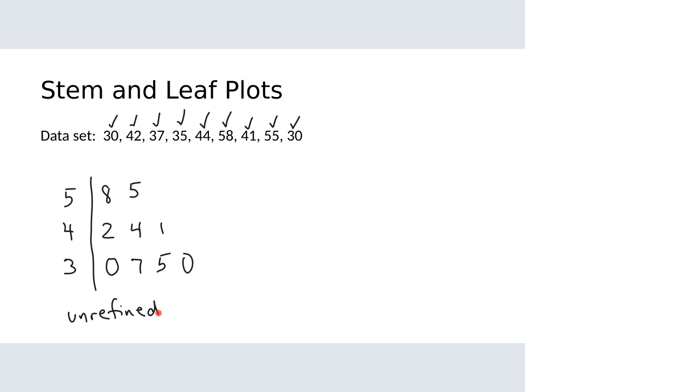What we want to do is go ahead and clean that up. We know it can be valuable to make a data set go from least to greatest. So I'm going to refine this stem and leaf plot. I'm going to rewrite it so that within each one of these leaves, they go from least to greatest. And so I'm still going to have 30, 40, 50 for my tens place.